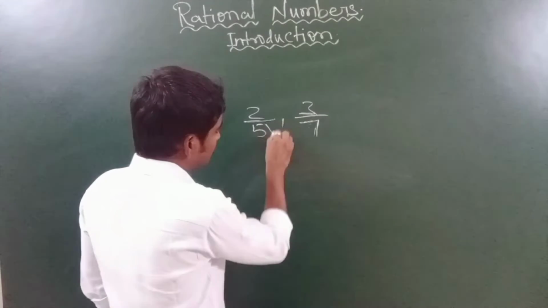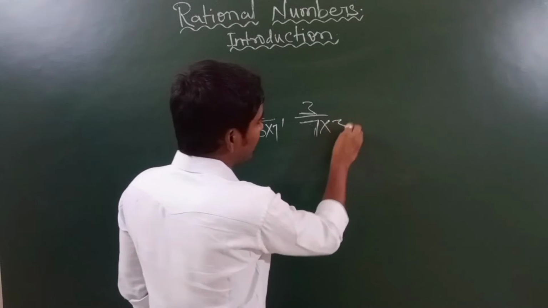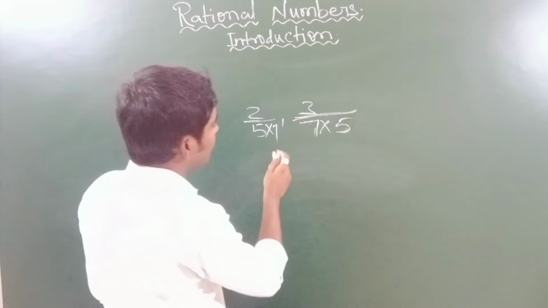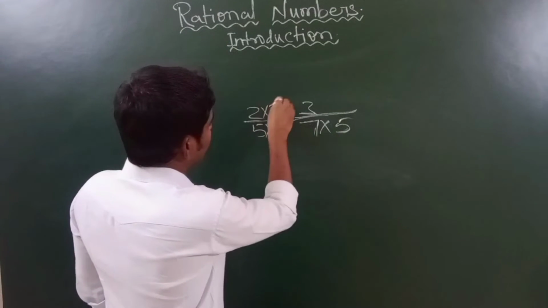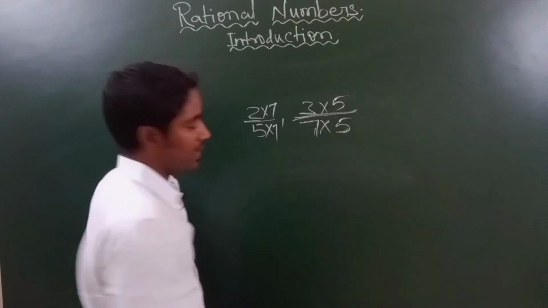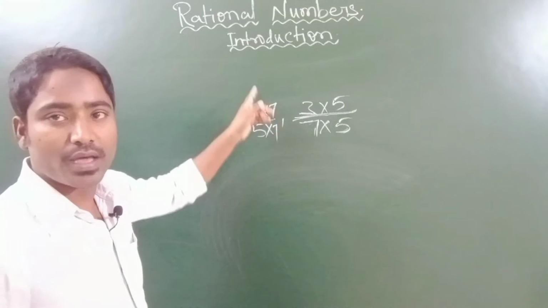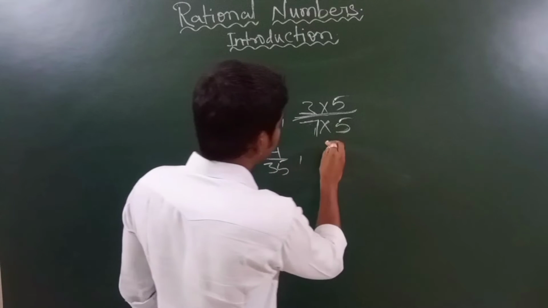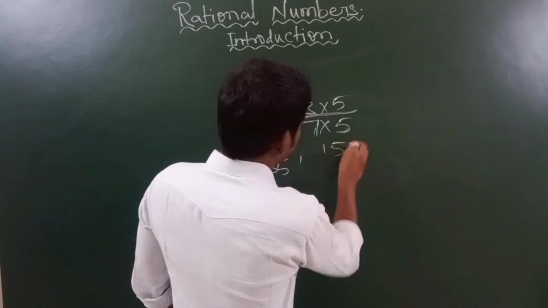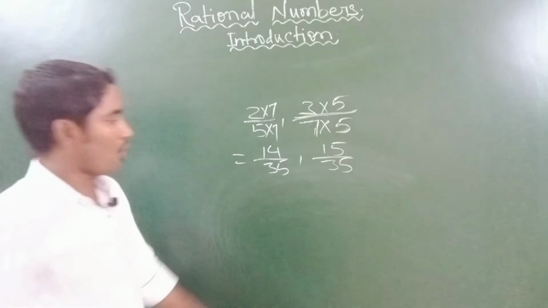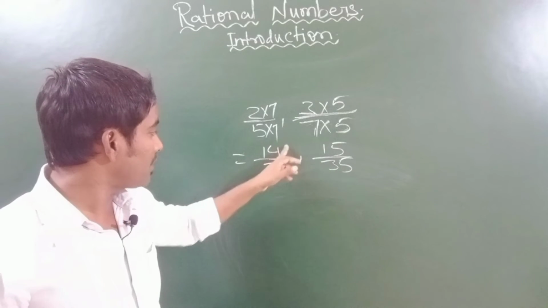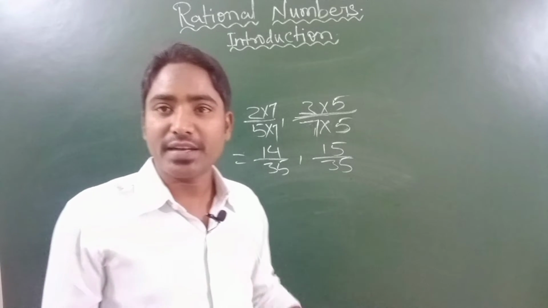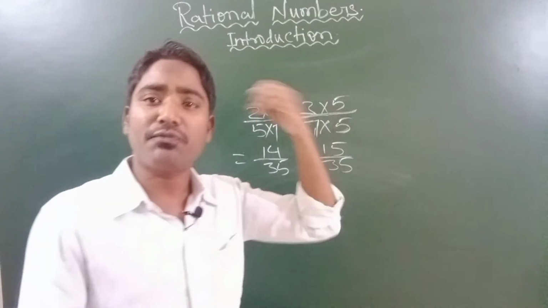See here what we will do. Here again we will multiply by 7, here again we will multiply by 5, okay, to equate the denominator. Now here multiply by 7, here also multiply by 5. Why? To maintain the balance of the fraction. Now here we will get 14 upon 35 and here we will get 15 upon 35. Now in between them, here you are having 14 upon 35, here you are having 15 upon 35. So you can say that there is no rational number, but there are infinite rational numbers.